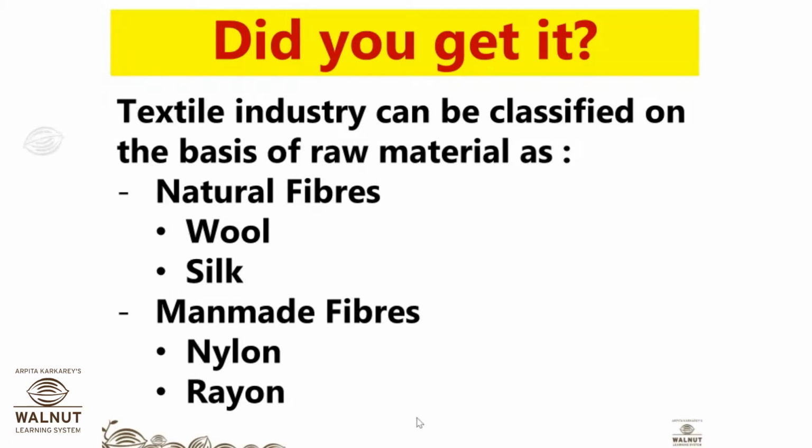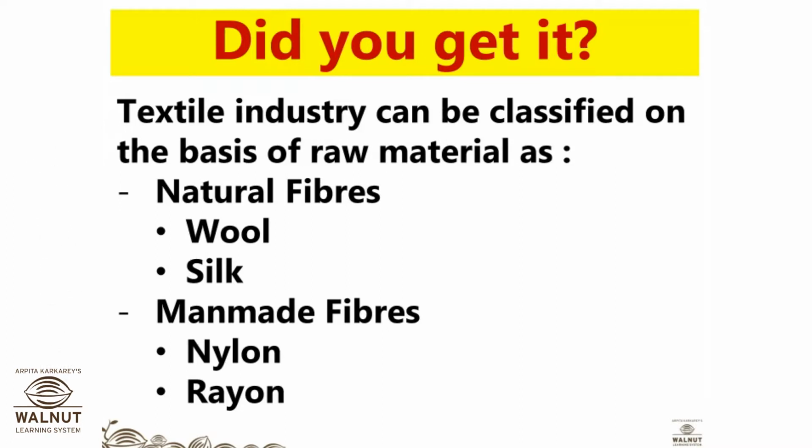Natural fibers are the ones which we directly get from nature. So for example, cotton, jute, wool, silk. This is something which we get from nature. Wool and silk are sourced from animals and insects, but still it is available, it's a part of nature, right?